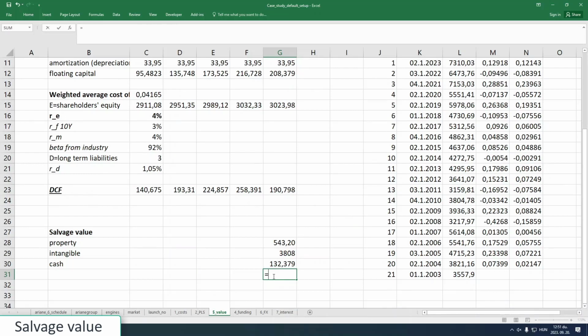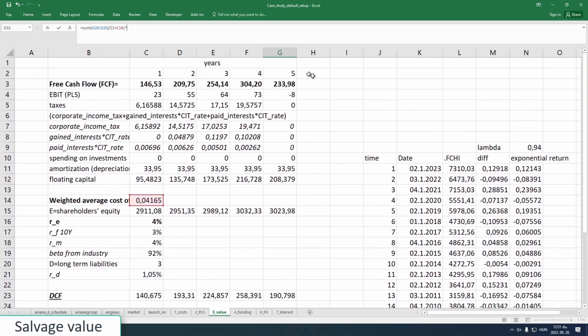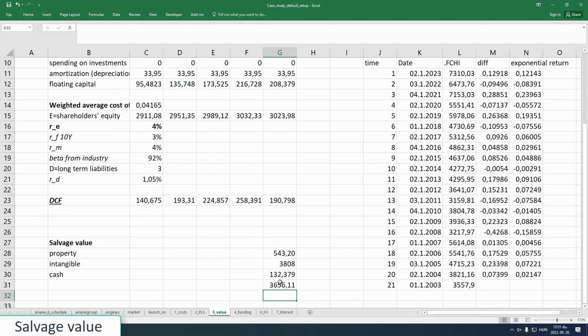So at the end of the day, we can say that let's sum these numbers up and let's divide it also. Let's calculate the present value of this thing. So that 1 plus weighted average cost of capital on the power of 5, because it will happen 5 years later. So this is the salvage value. Maybe I should move this here, because in this case we can understand what this number is. And then let's underline that this is also a significant component.